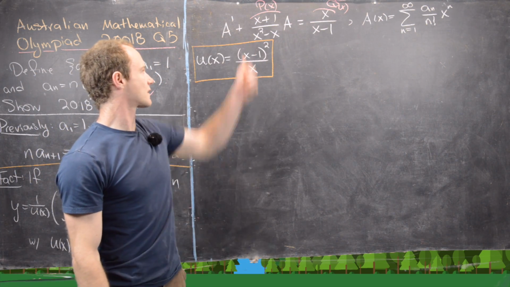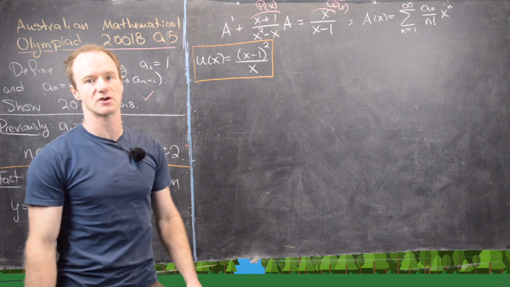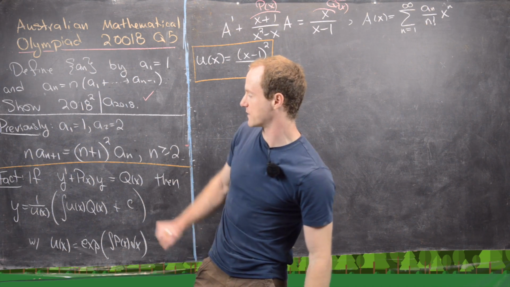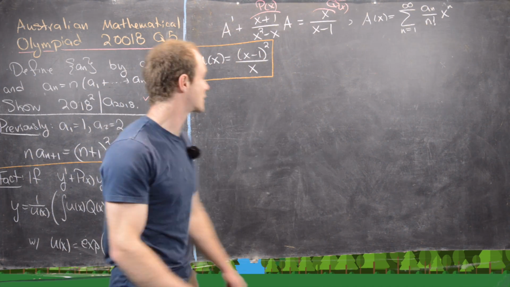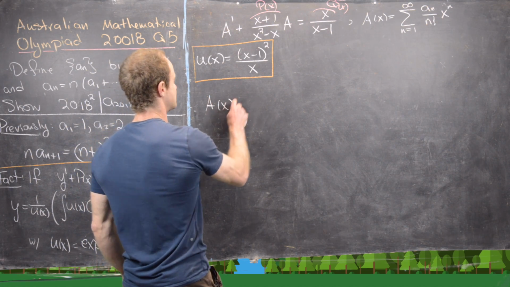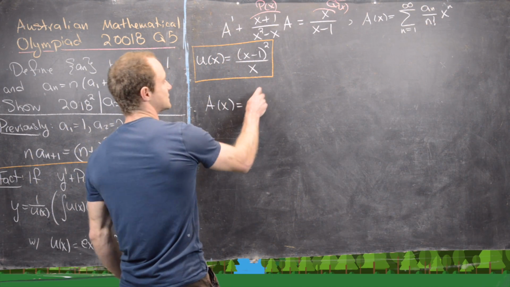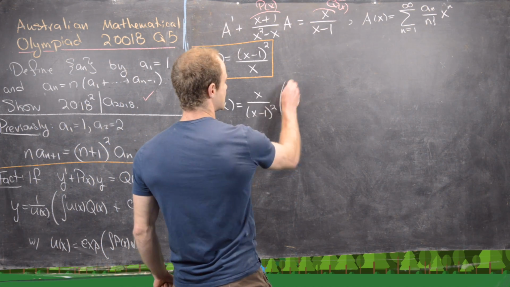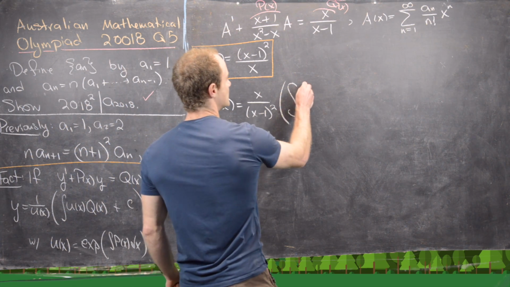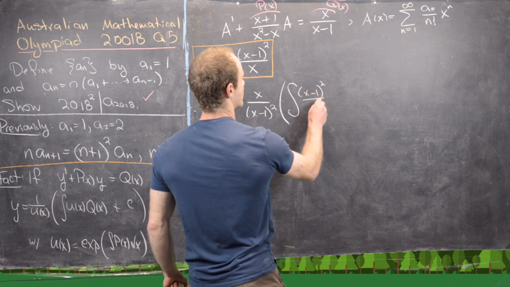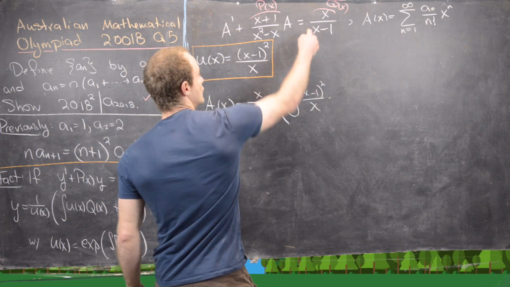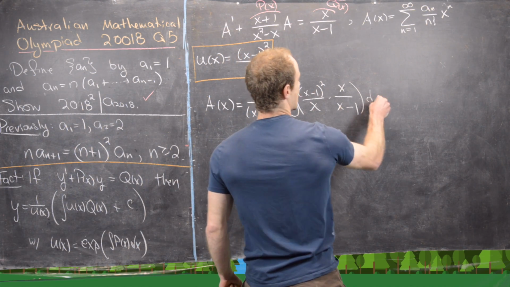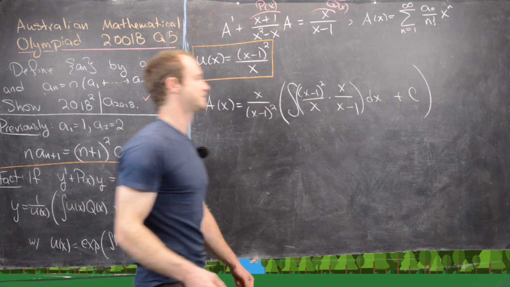Toward solving this first order linear differential equation, we found this companion function u was x minus 1 quantity squared over x. Now we're going to use this formula for solving a first order linear differential equation. So that means a of x is equal to 1 over u, so that's going to be x over x minus 1 squared times the quantity, the antiderivative of u, so that's x minus 1 squared over x times q, so that is x over x minus 1 dx, and then plus a constant.